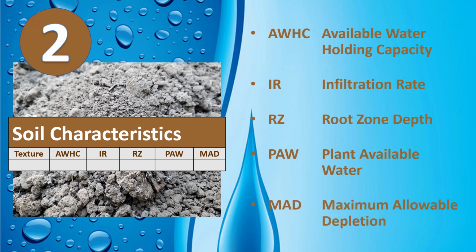The plant available water is calculated by multiplying the root zone depth by the available water holding capacity. The maximum allowable depletion is the percent of total plant available water that can be depleted from the active plant root zone before irrigation is applied. Select the appropriate maximum allowable depletion for your specific situation to determine how much water you are willing to allow to be removed from the soil by the plants before the next irrigation.